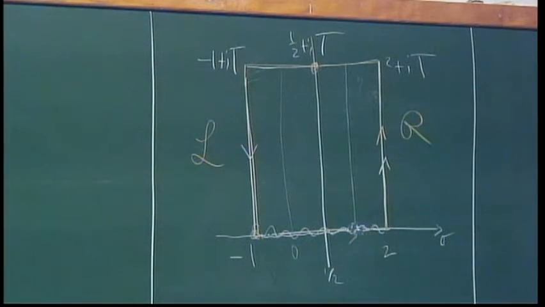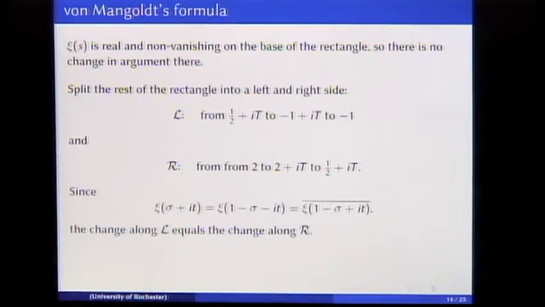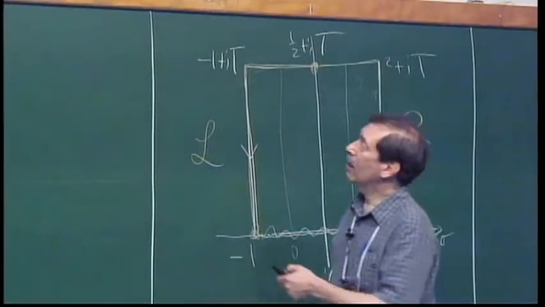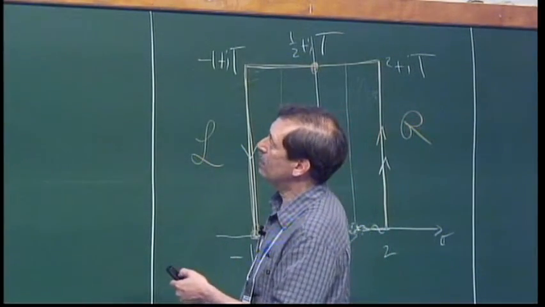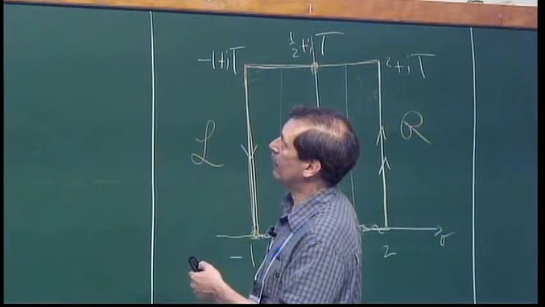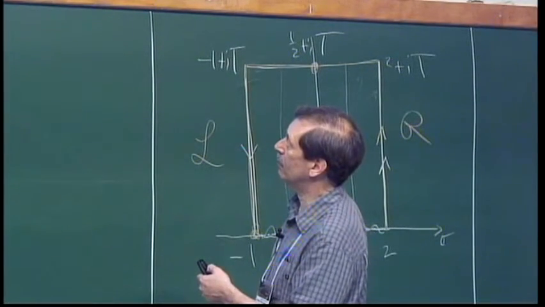Okay, so by the functional equation, if we know the argument of xi on one, or the change in argument, we know it on the other. Let's take a look at that. So why is that? Suppose I look at xi along L, the change in argument of xi along here. Well, by the functional equation, xi looks like this, which I can write like this, because xi is real on the real axis.